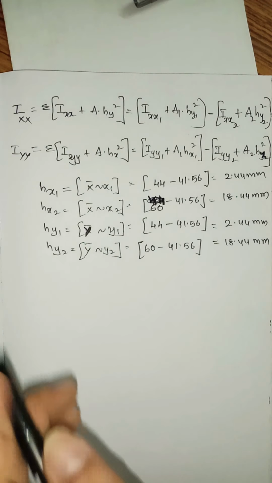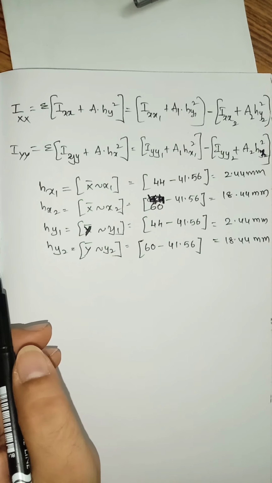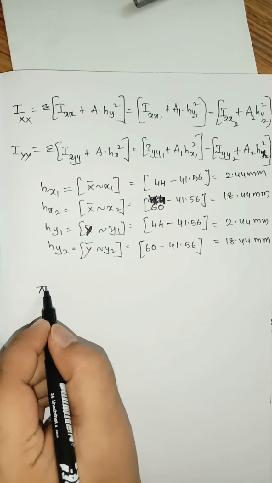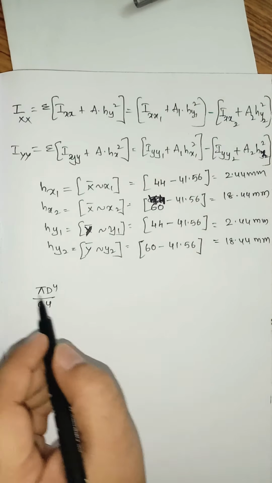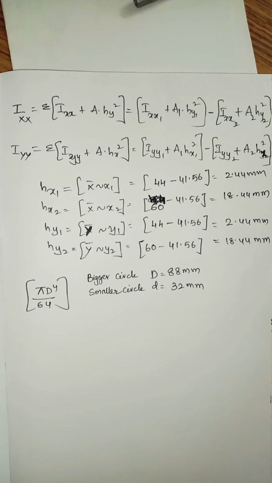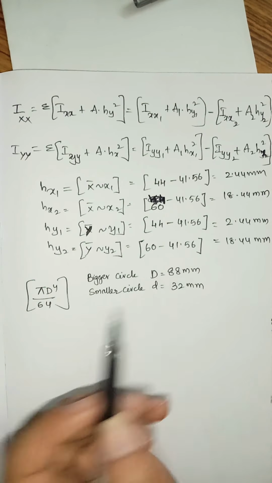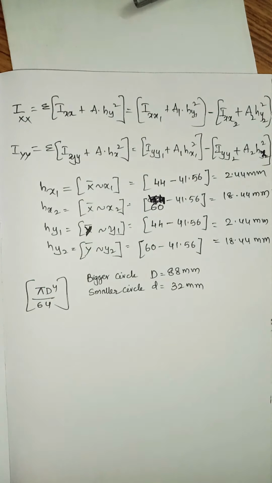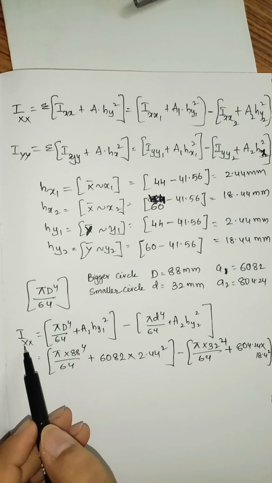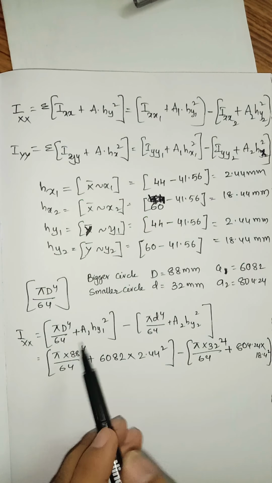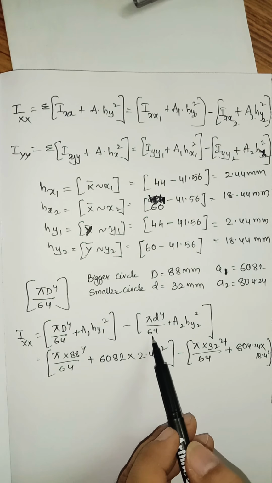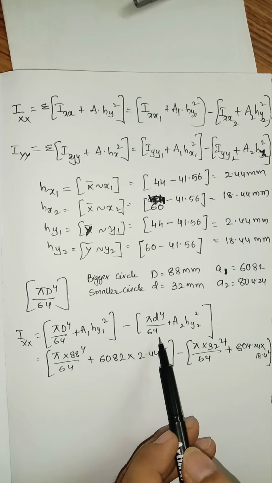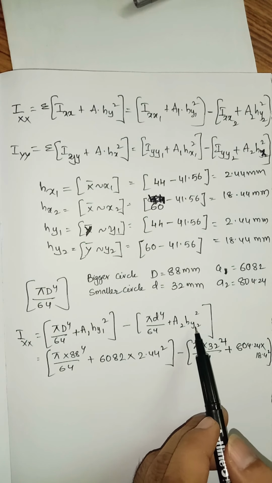Now we know that the moment of inertia of any circle with respect to its own centroidal axis will be pi d power 4 divided by 64. Now for the bigger circle we have the diameter that is 88 millimeter, and for the smaller circle we have the diameter d equal to 32 millimeters. Now Ixx will be equal to pi D power 4 divided by 64 plus area of the first circle multiplied by hy1 square, minus pi small d power 4 by 64. This is for the second circle, the smaller circle, plus A2 multiplied by hy2 square.